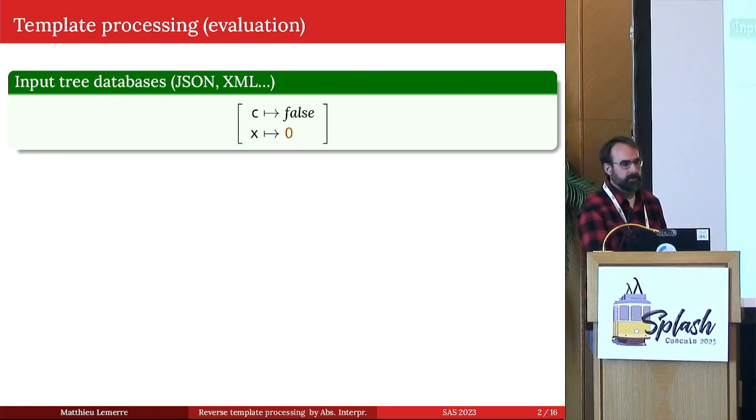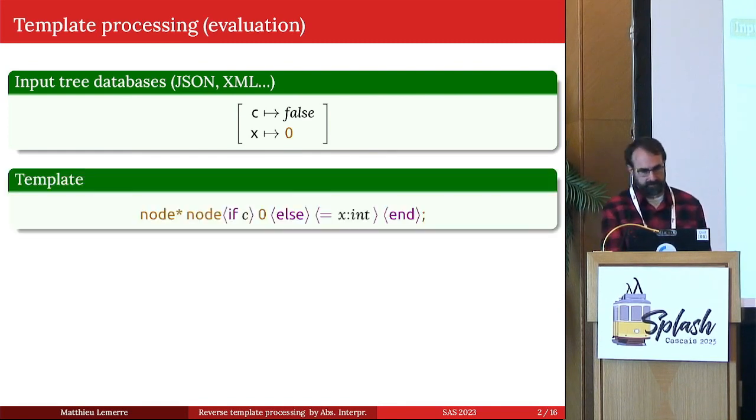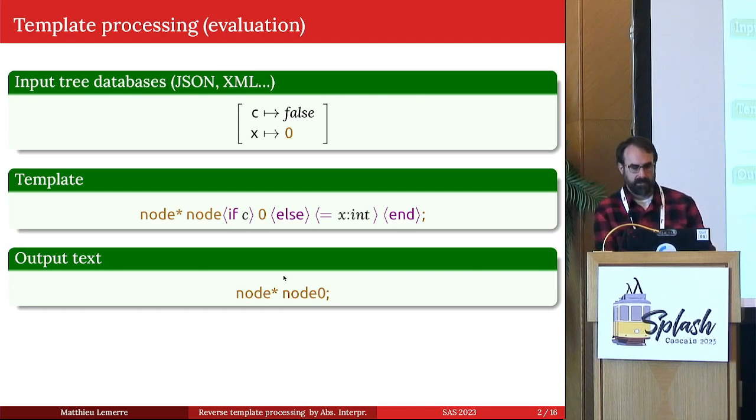So what is normal template processing, which is also called template evaluation? The idea is to take as an input some tree-structured data. So when I speak about a database, you have to think about a JSON file or an XML file. And then we have a template. So what is a template? It's a sequence of constant text with formatting directives. So this says that if in the database you have C which is false, then you print 0, otherwise you print the value of X. And then you have an output text.